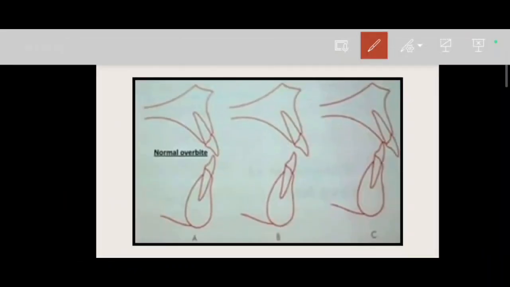This diagram shows the normal overbite and increasing severity of the deep bite. In the first figure, a normal overlap is present. In the second figure, the overlap is increasing. Now in the third, the lower incisor almost touches the palate. So here the severity is gradually increasing.